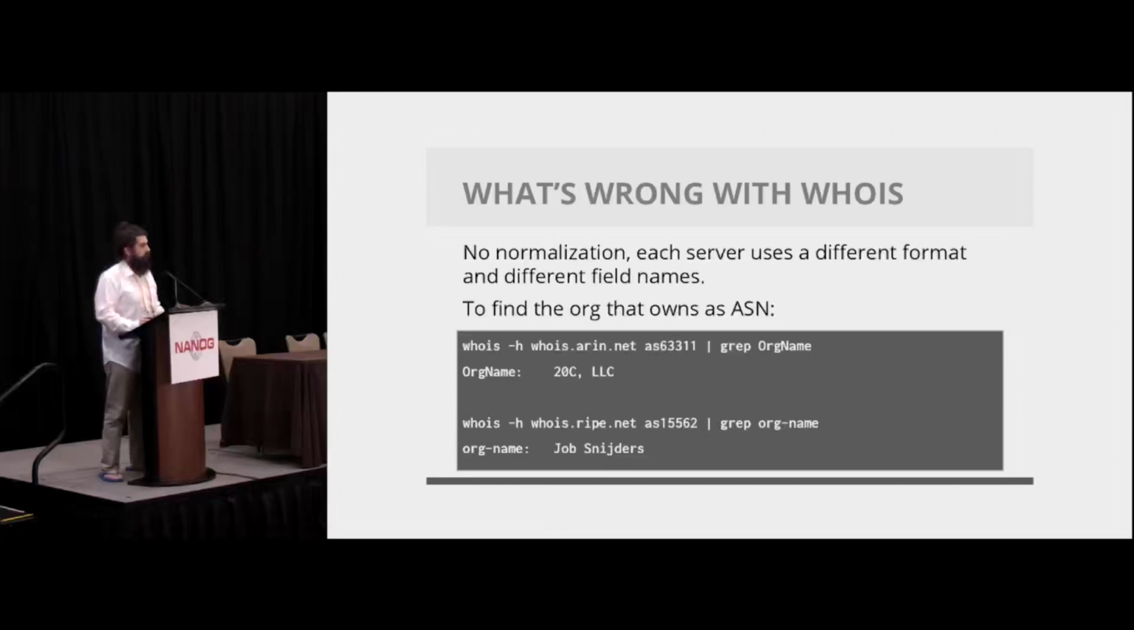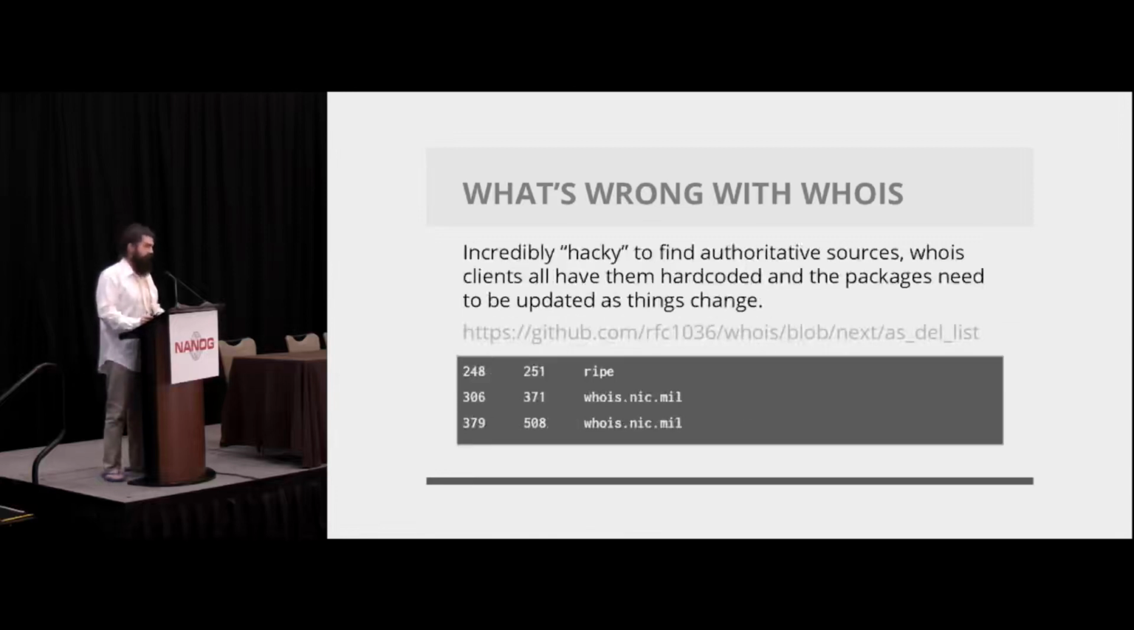The biggest problem in my eyes is no normalization. So each server will give you the information that you want, but it's in a different format. So if you're writing code to do this, in my example here, ARIN does camel case orgName to get the organization name that owns an AS, or RIPE does org-name. So it makes everything you do incredibly hacky.